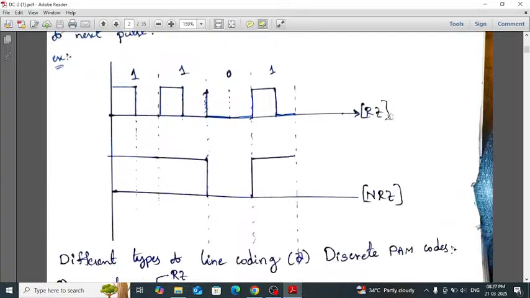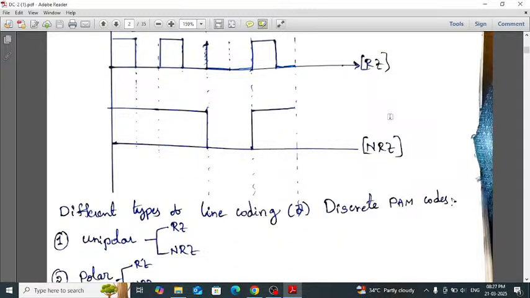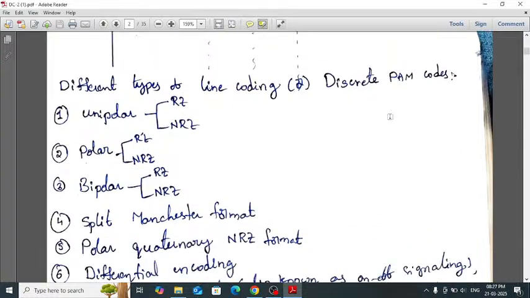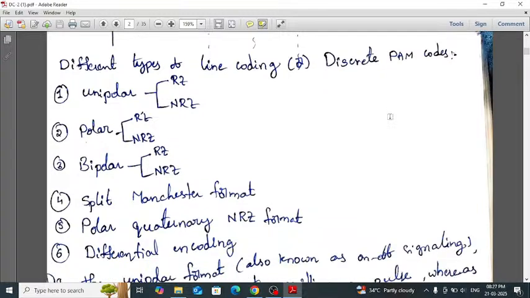Okay. So now, what are the different types of line coding techniques or discrete PAM signals we have? These are the basic types of discrete PAM signals. Everyone note down all these types. We have 6 types. What are the 6 basic types of line coding or discrete PAM codes? Everyone note down these 6 types. In the Monday class, I will surely check your notebooks.